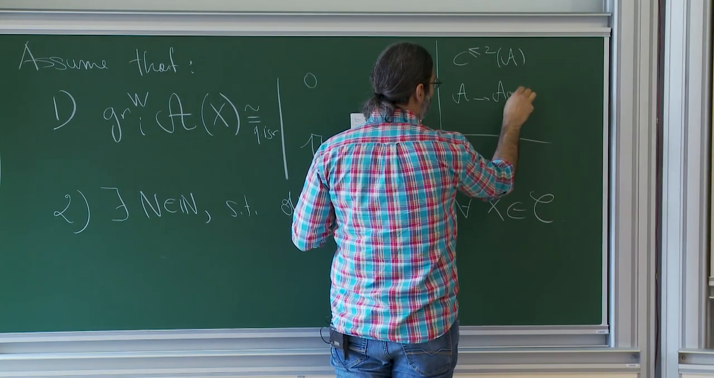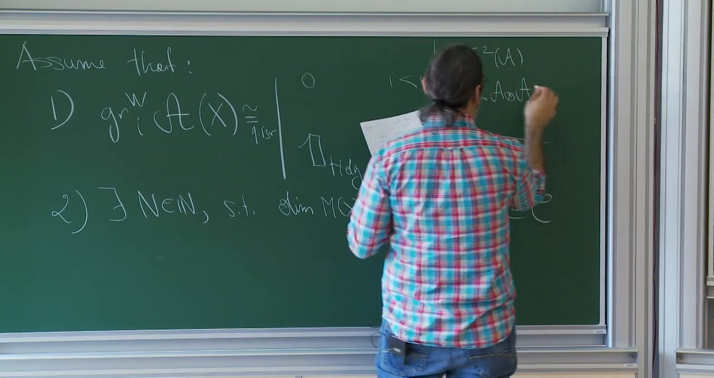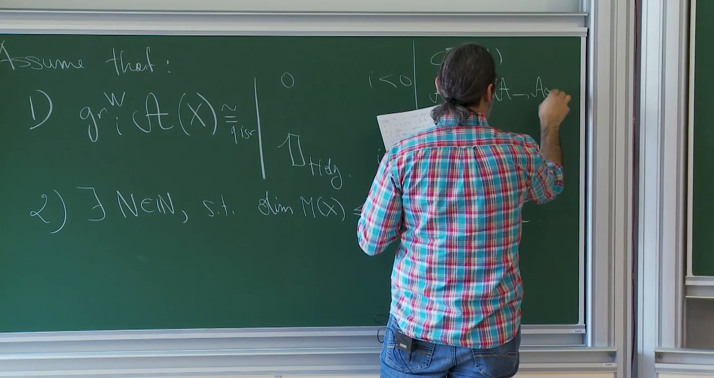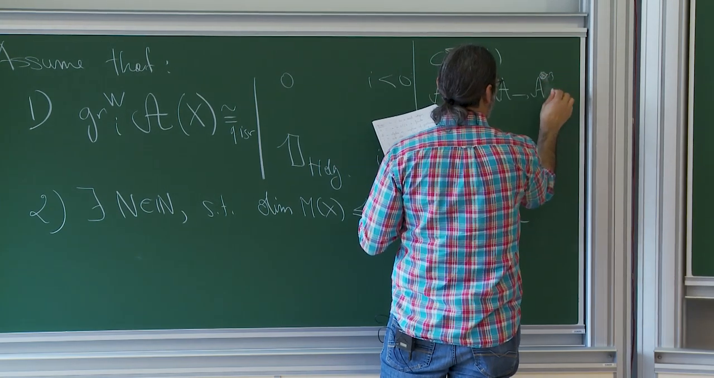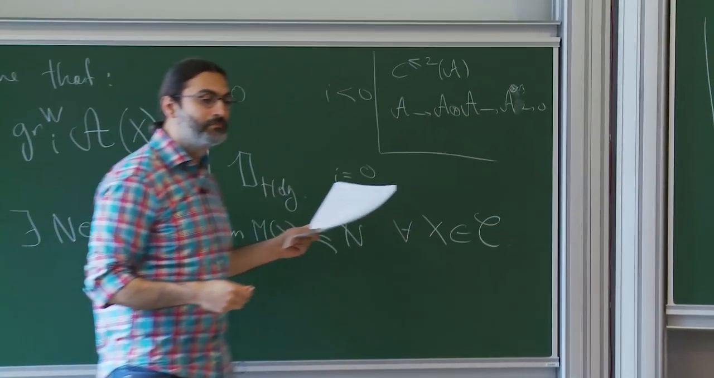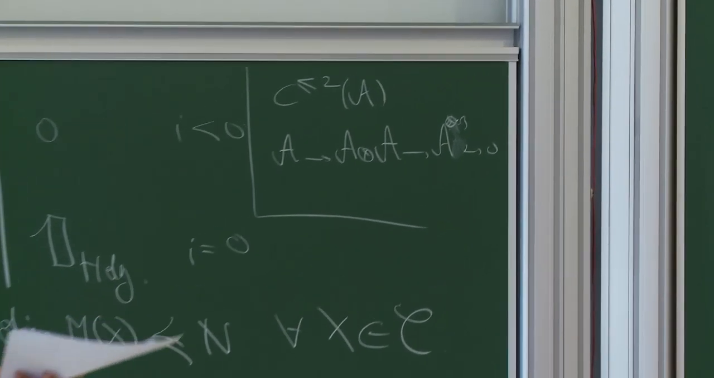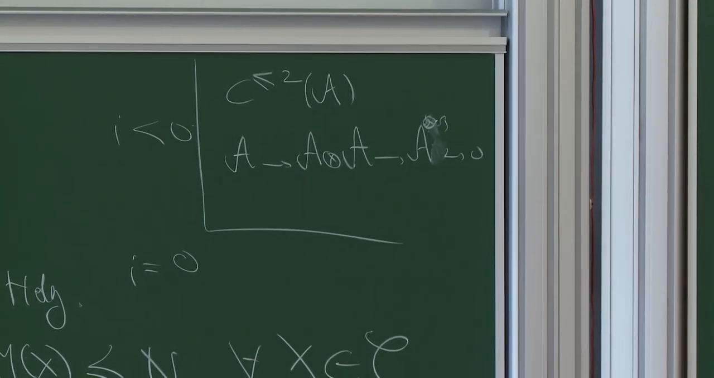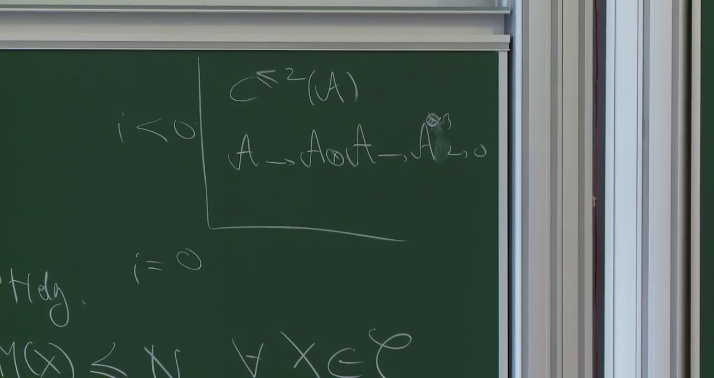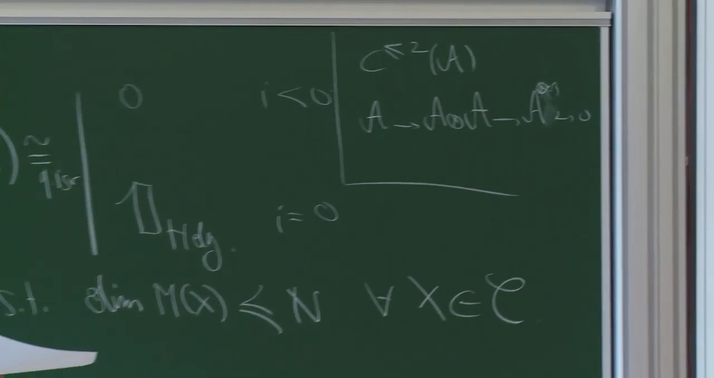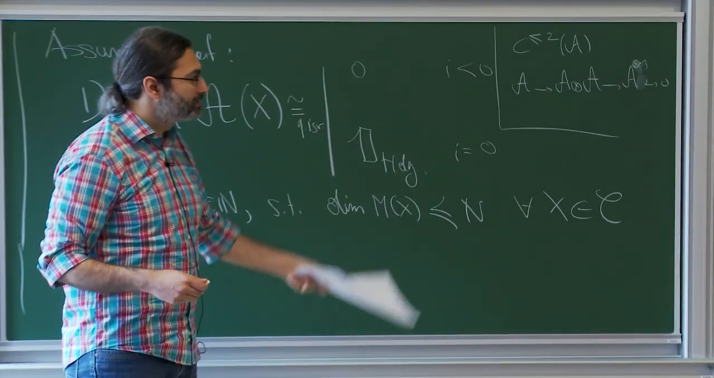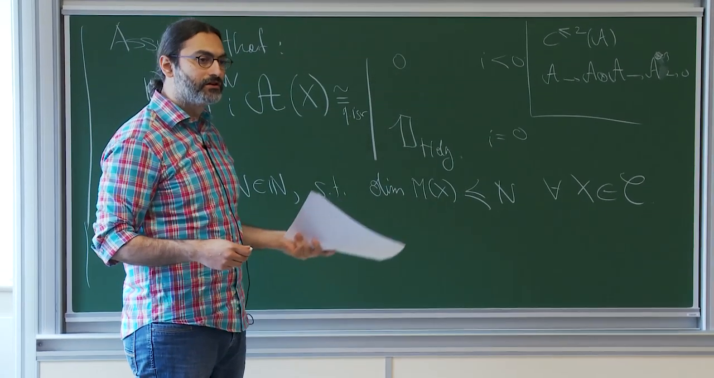A tensor a. Maybe a tensor to the 3. Okay, and then you put 0. So this is a stupid truncation. Exactly. It's a quotient. And somehow the total thing is kind of a homotopy limit of these truncations.